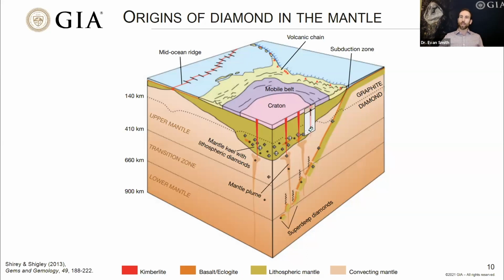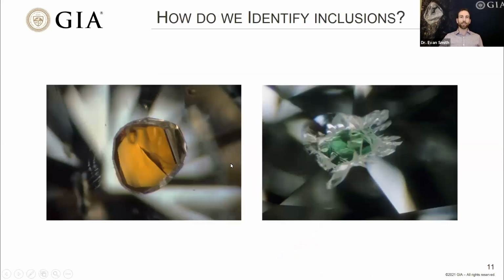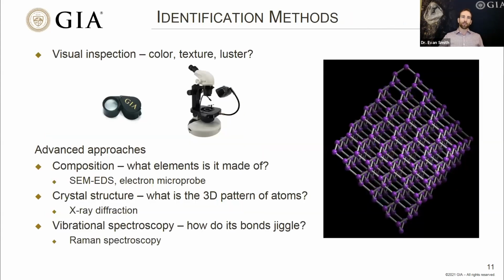So when we actually look at inclusions in diamonds, we might see something like this. Sometimes they're brightly colored, and that can be a clue as to their identity, but there are more tools that we have at our disposal. So let's talk about how we actually identify inclusions. First, the simplest thing is just visual inspection, using a loupe or better yet, a microscope so you can get some magnification and examine these inclusions up close. We can observe things like the color or the texture or the luster of those minerals.